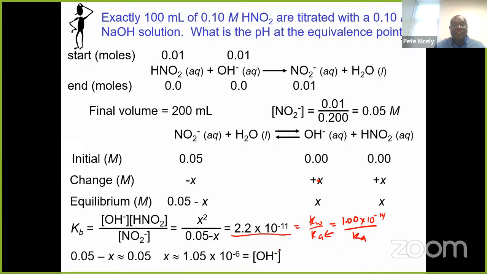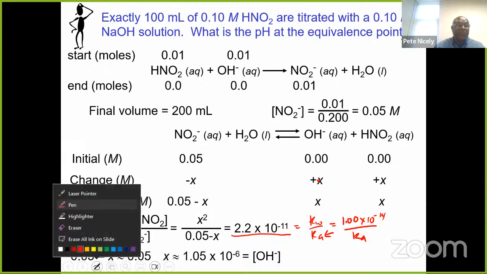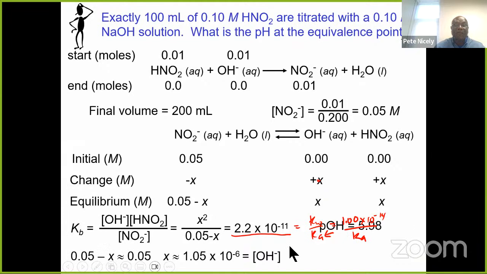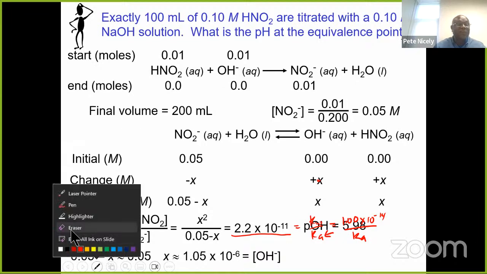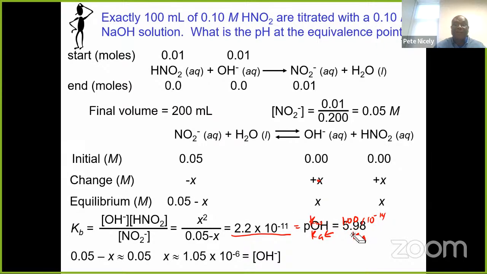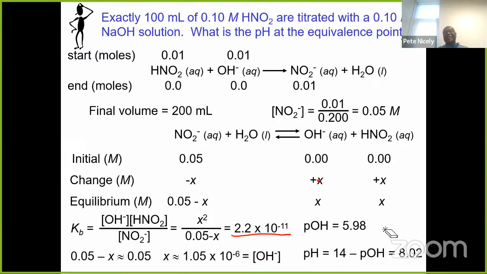So once you solve for the hydroxide ion concentration, then of course you all know what to do to get the pH. Basically, you find the pOH. Let me erase this so that you can see what's happening here. All right, so once you find the pOH, then you can find the pH, which is 14 minus 5.98. And that gives you the pH, which is 8.02.